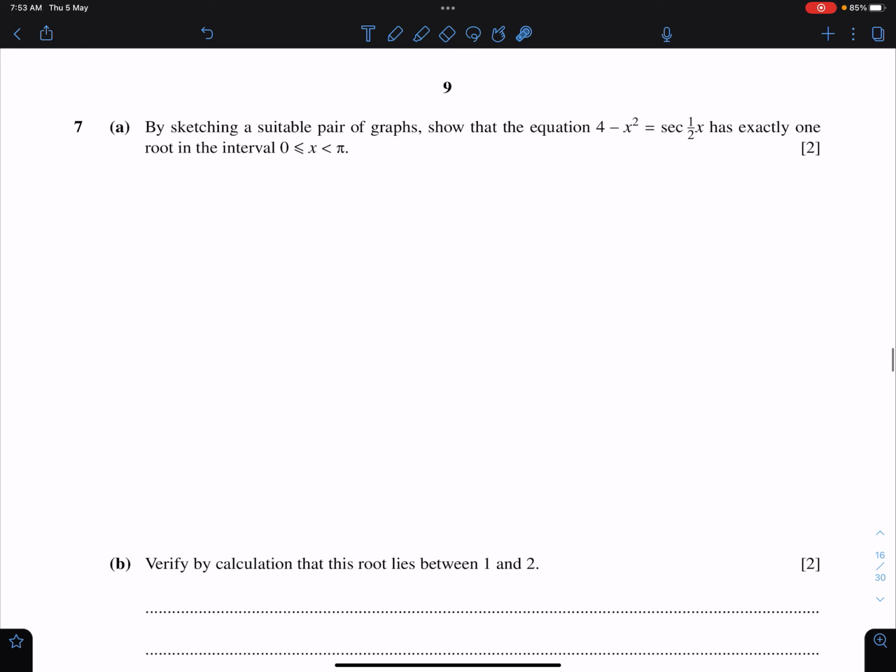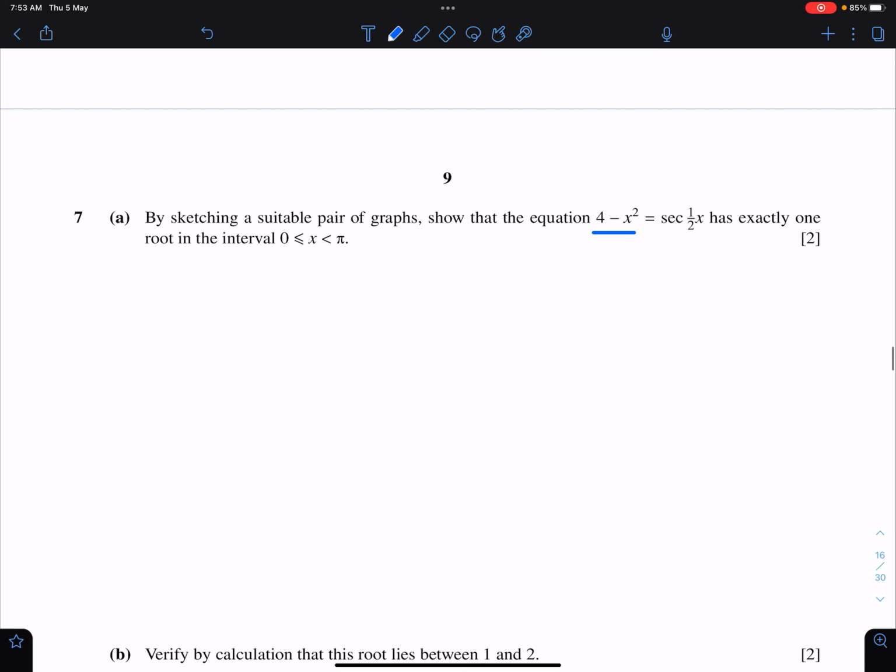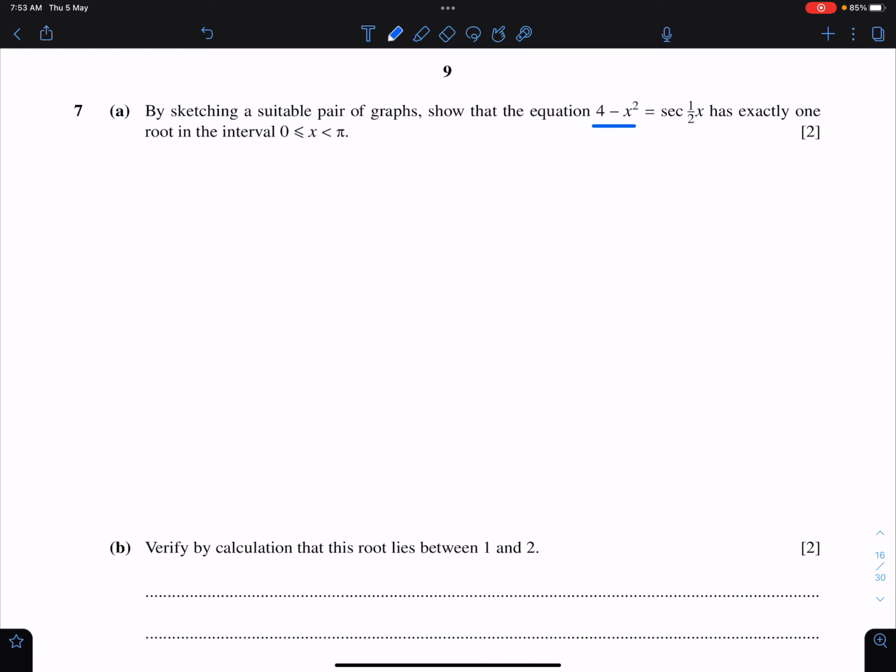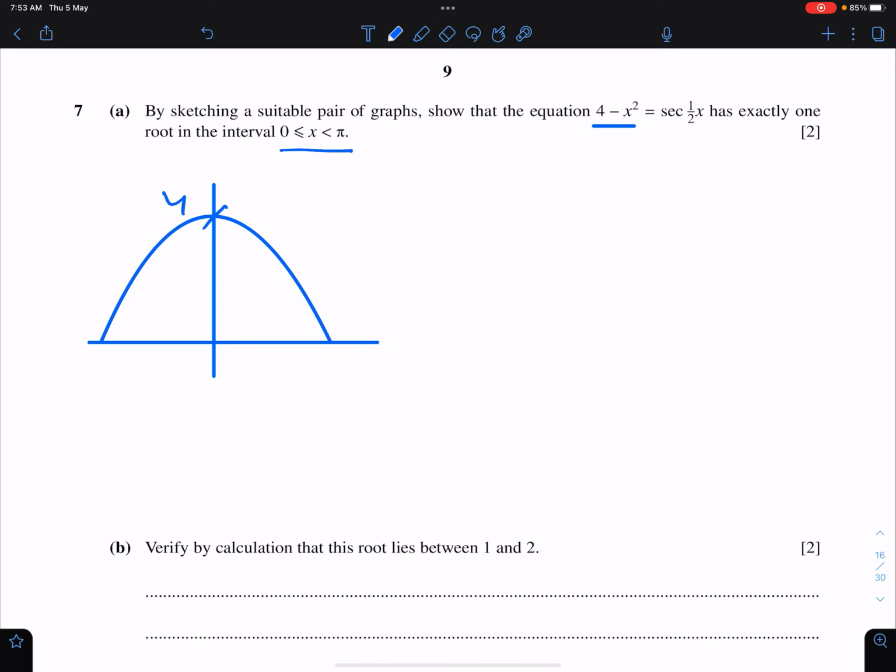Question number 7. By sketching a suitable pair of graphs, show that the equation has exactly one root. This means quadratic curve and sad face. 4 minus x square means this curve. This is 4. But we have to sketch from 0 to pi, so only this part, not this part.